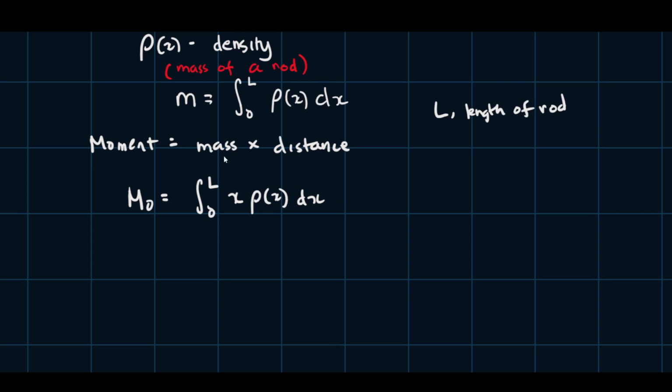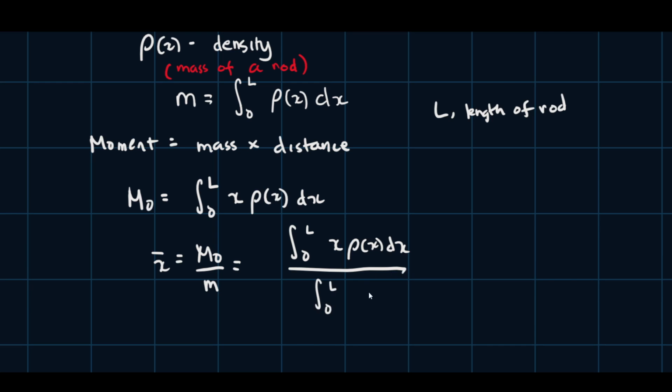Okay? Now, therefore, yung ating center of mass of a rod, it would still be given by the moment all over the mass. So, in terms of the integrals, it would be the definite integral from 0 to L of x rho x dx all over the definite integral from 0 to L of rho x dx. Okay, so we're going to be making use of this formula to solve a few examples.